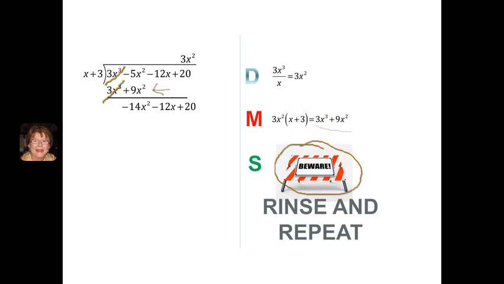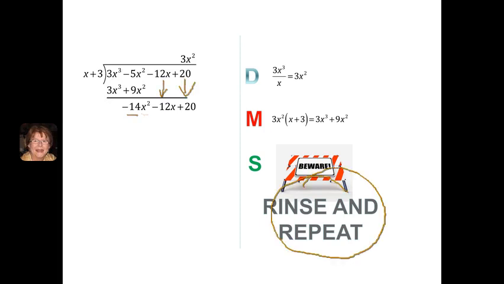Then, remember you're collecting like terms. Keep in mind you're subtracting. I keep the variable x squared, negative 5, minus a positive 9 is negative 14. And I bring down negative 12x and positive 20. And I rinse and repeat. I'll go to the next slide, but you should try it.